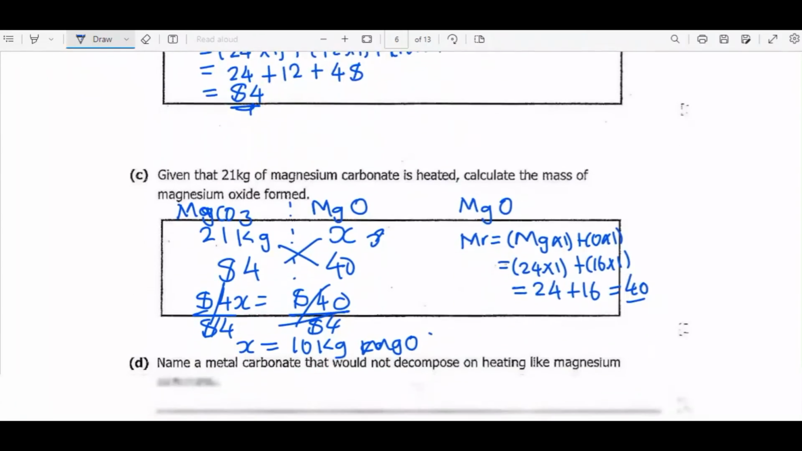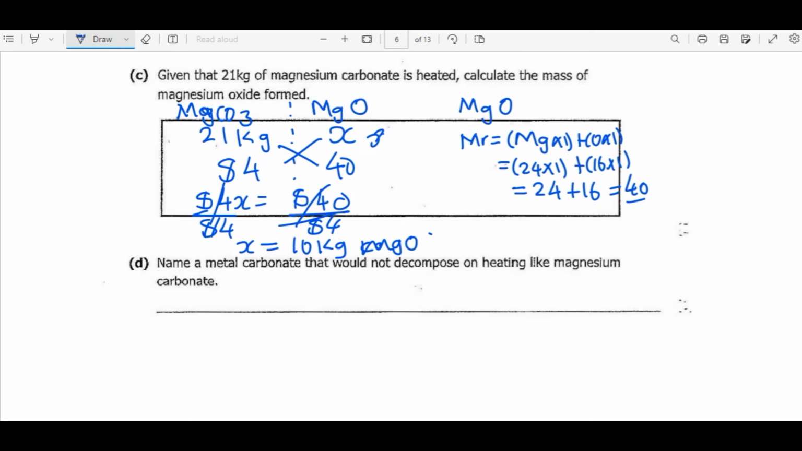Alright, then name a metal carbonate that would not decompose on heating like magnesium carbonate. So a metal carbonate, we may have sodium carbonate.